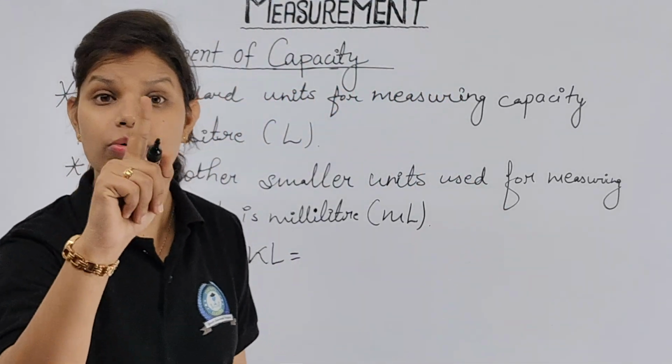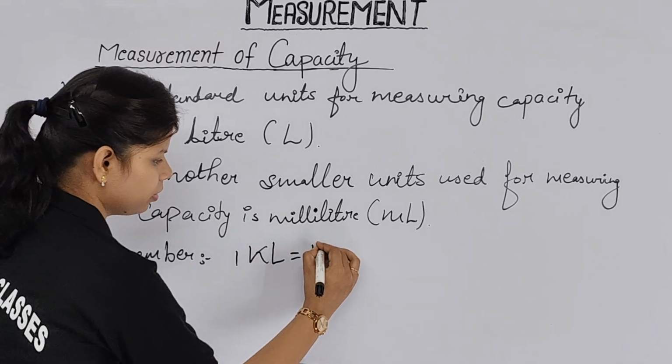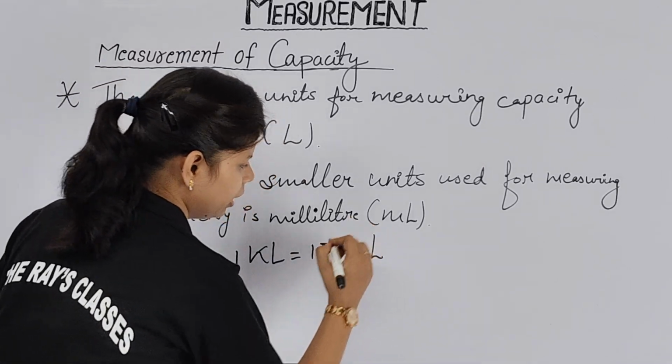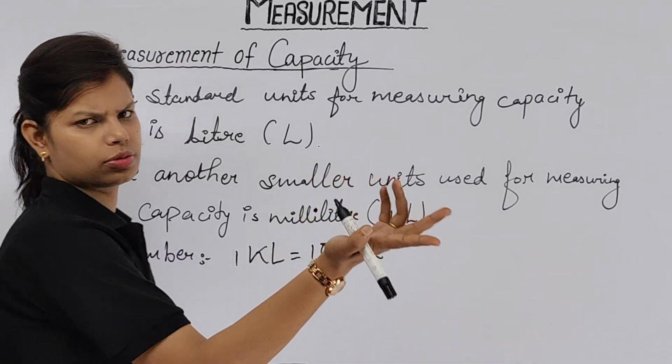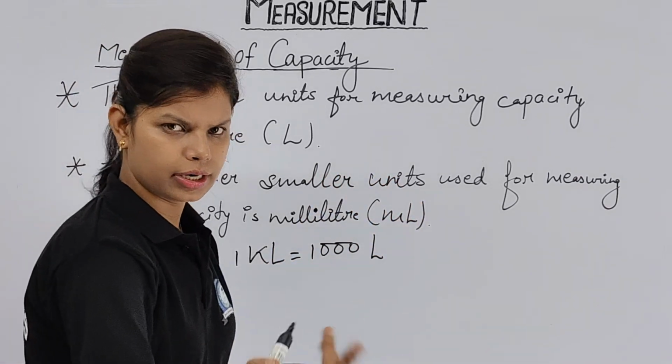You have 1000 liters. Clear? Kiloliter is your bigger unit. Liter is your smaller unit. That's all. Understood?